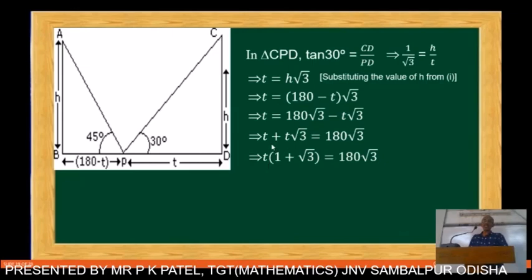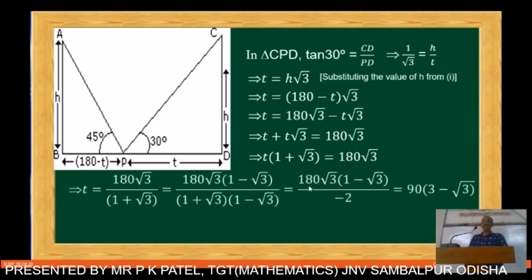So t, by taking the common from these two terms, t is common, 1 plus root 3 is there. So this equals 180 root 3. Now what is t? t equals 180 root 3 by 1 plus root 3. But we have to rationalize this fraction to get the answer. That means we have to multiply in numerator and denominator by 1 minus root 3.